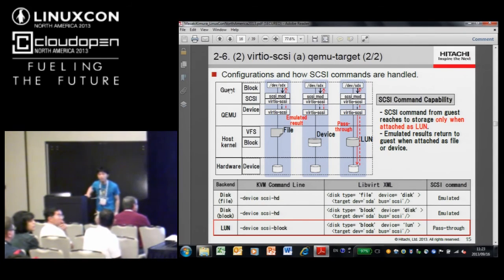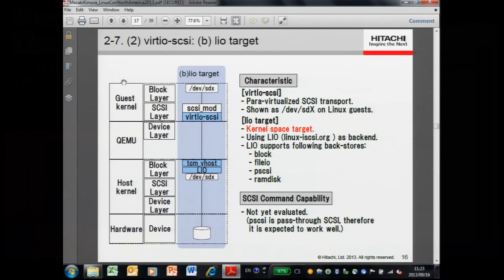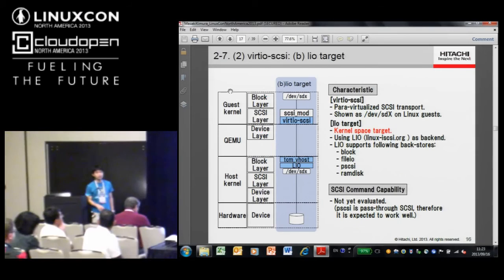Which one? In the target, and... could you say that again? Sorry. As far as I tested, I can't issue SCSI commands to storage. But I expect that pSCSI is passed through, so it can work well. But I can't test well.